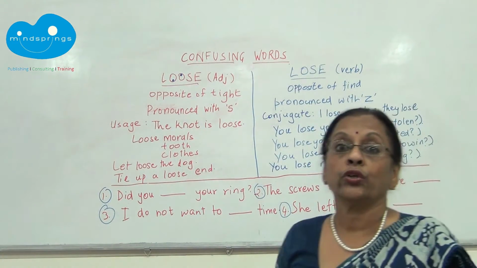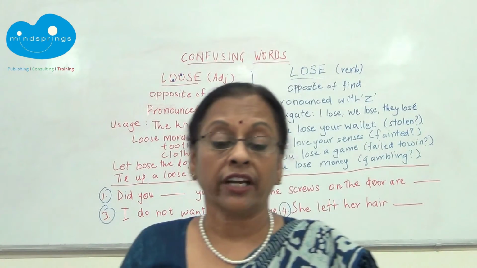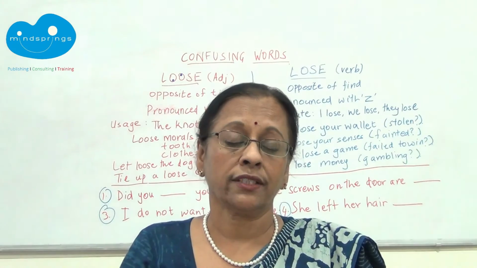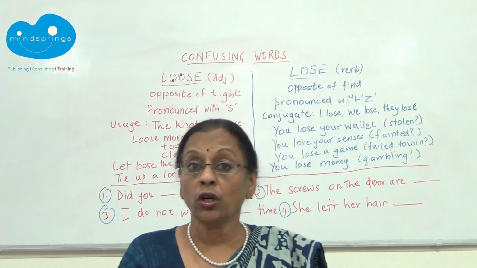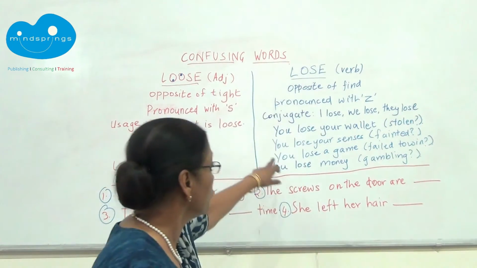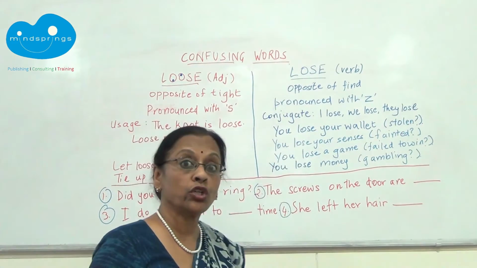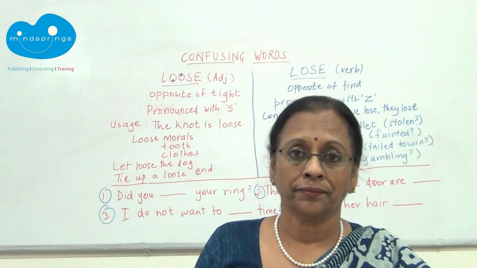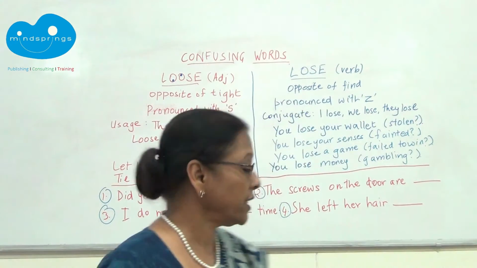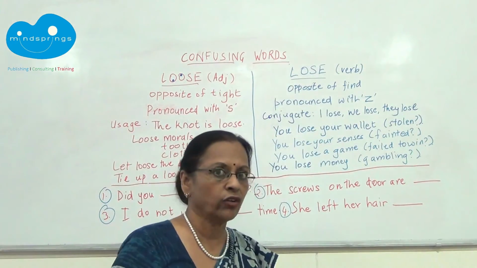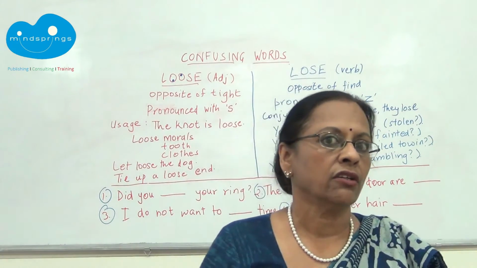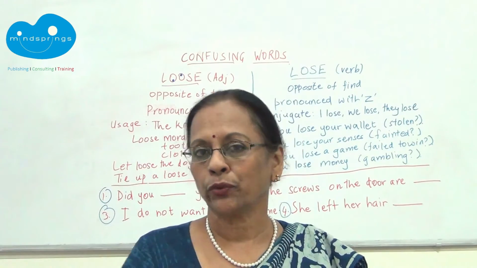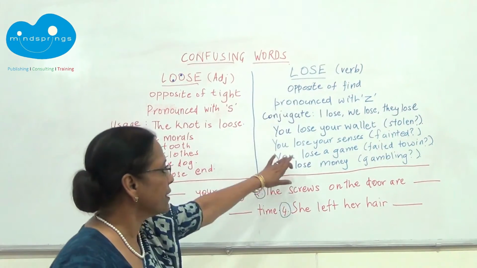You lose your wallet. What do you mean if I come and say did you lose your wallet? It means, was it stolen? You seem to have lost it. You lose your senses. If you lose your senses, it could be that you fainted and you don't have your senses anymore. You can also say it very rudely and say things like, did you lose your mind? That's rather like saying, what were you thinking about? So you can use it in that sense.